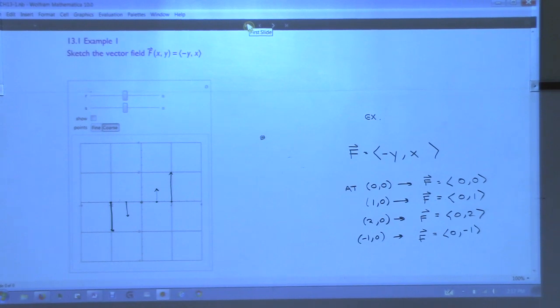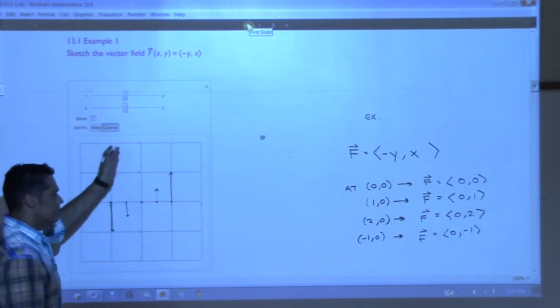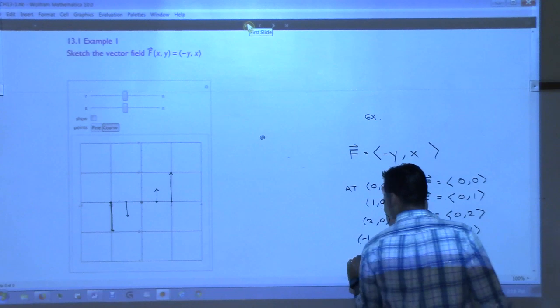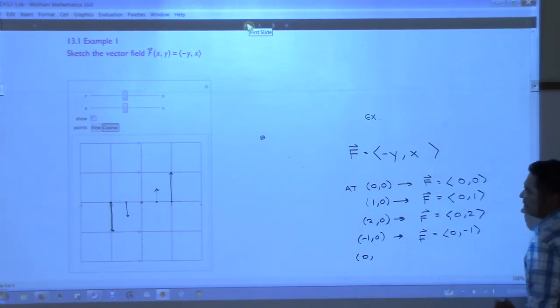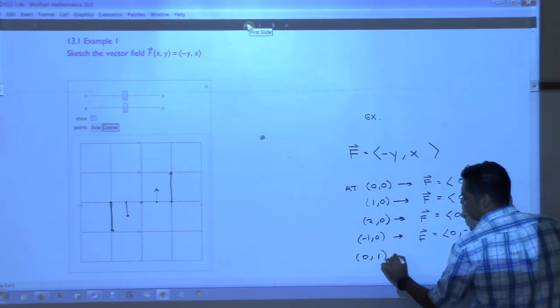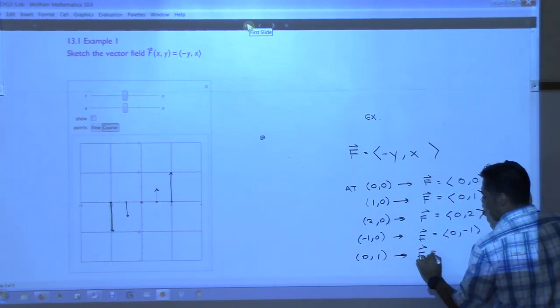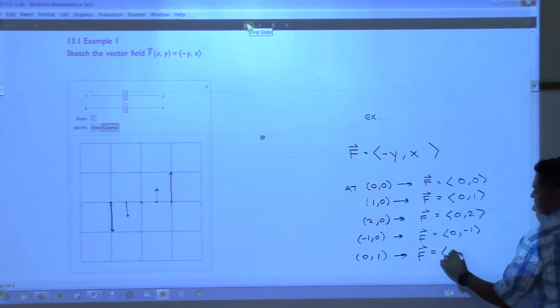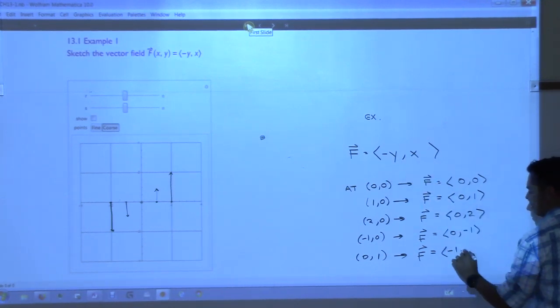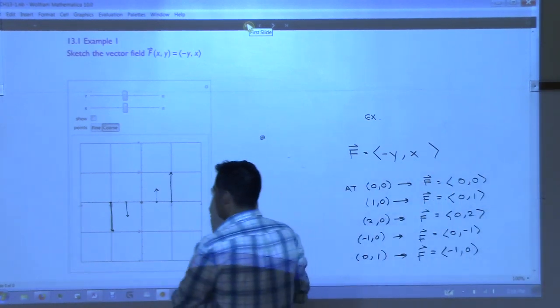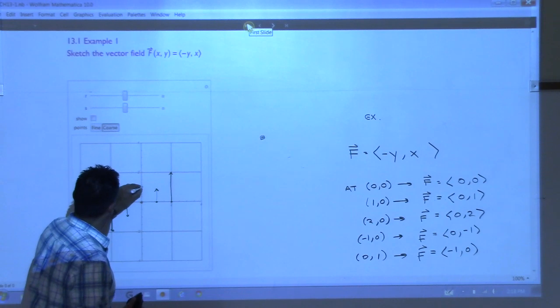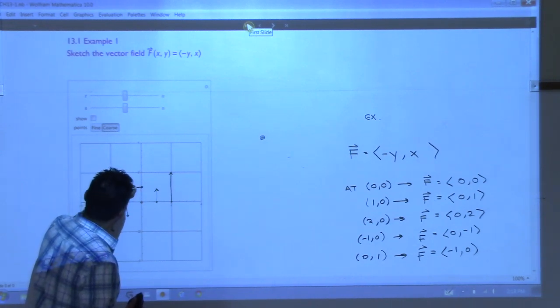Let's do something more interesting. How about along the y-axis? If you're along the y-axis, then what's your x-coordinate? 0, and then what about your y-coordinate here? Let's go with, how about 0, 1? So what's the vector that would go with that point? Negative 1, so we're plugging in negative y here, so negative 1, 0, like that. So that's going to point which way? To the left, right? Okay. So at 0, 1, it's going to point to the left like this.